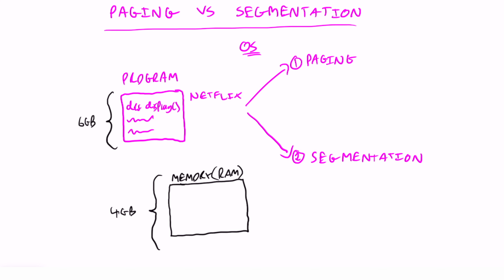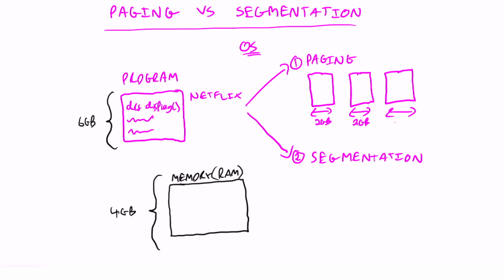So what is the difference? Paging is when the operating system is going to split up your program, so your 6 gigabyte program, into equally sized pages containing various parts of your code, of your program, and the data. So equal sized, fixed pages.